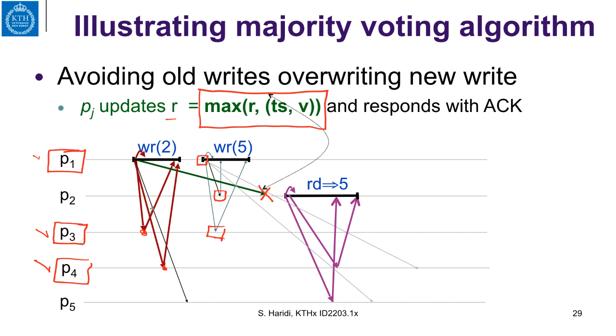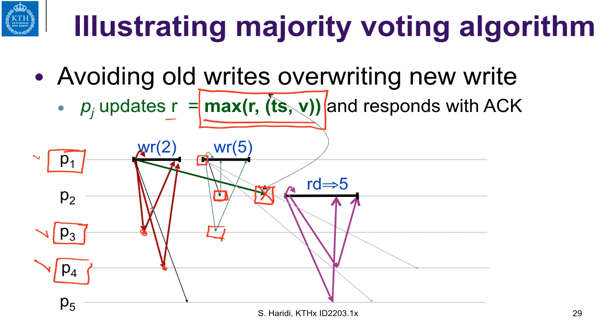Now when these requests occur here, this update request will be ignored. It will be ignored because the current value of the register at P2 has higher timestamp than this value. That's why we did this operation, that we take the max.